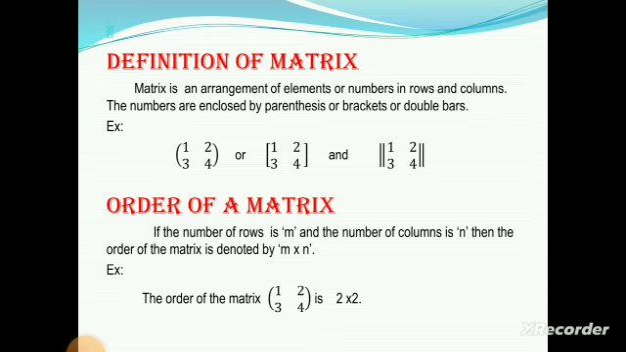Next, we're going to see about the order of a matrix. If any matrix has m rows and n columns, then the order of the given matrix is denoted by m cross n. We have an example where the matrix has two rows and two columns. So the order of the matrix is 2 cross 2.